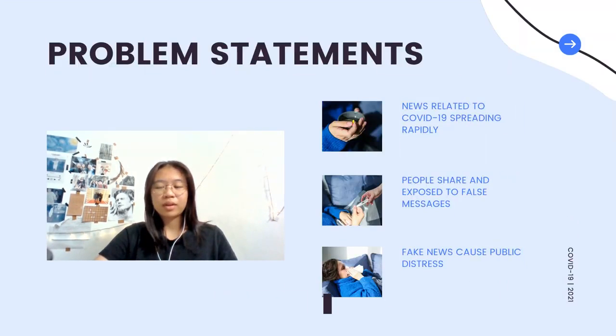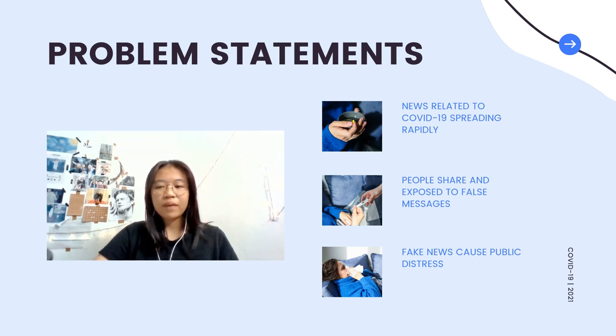Next is problem statement. There are several problem statements in these studies, which are first, fake news related to COVID-19 is spreading rapidly, which could cause the society to believe the grapevine without searching for the truth of the news. Second, people tend to share and be exposed to the false messages that are related to COVID-19. These people are coming from different backgrounds and different demographics, which they have different age and ethnicity, and they also have different opinions on certain news that they receive.